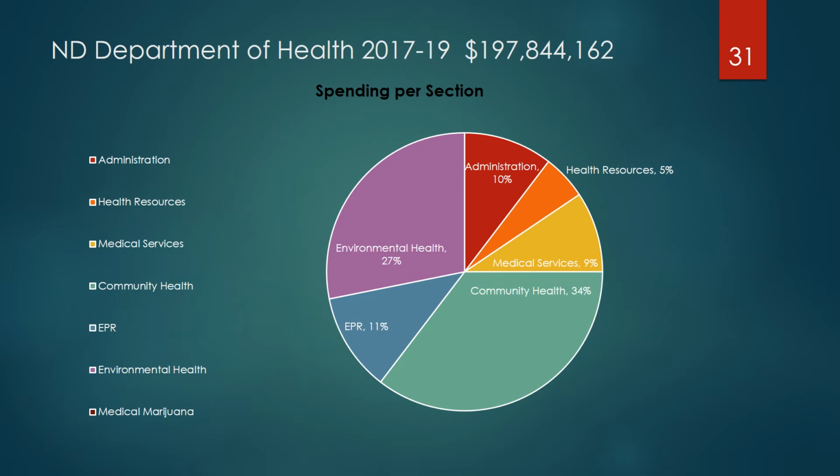This is an example of department spending per section for the 2017 to 2019 biennium. The administrative section was allotted 10% of the budget, health resources 5%, medical services 9%, community health 34%, emergency preparedness and response 11%, and the environmental section 27%. Community health and the environmental section covered 61% of the budget, or nearly $120 million per biennium.